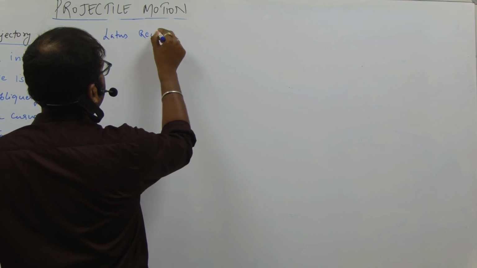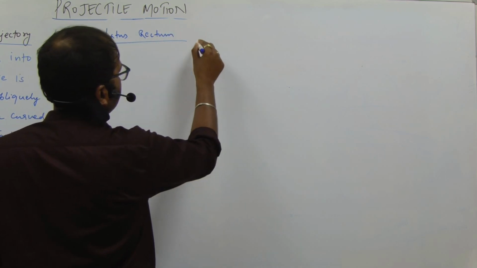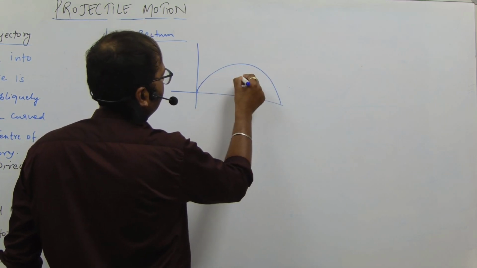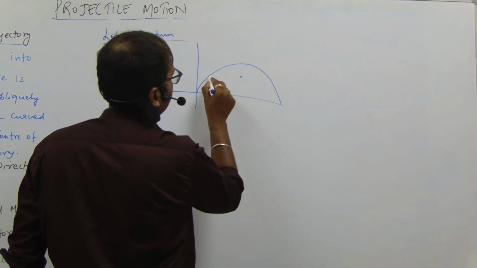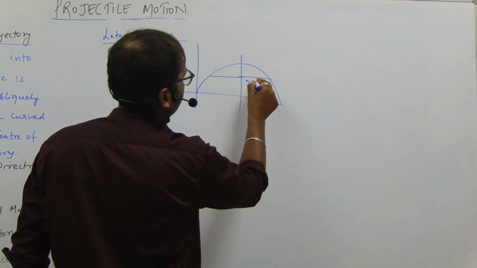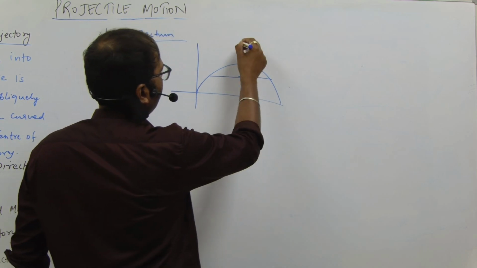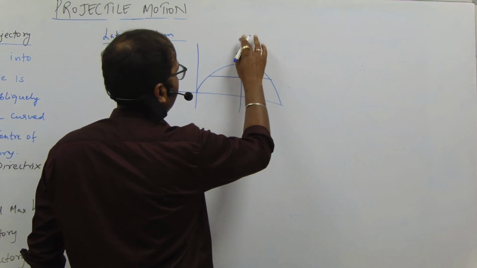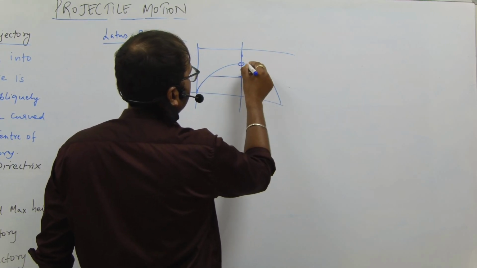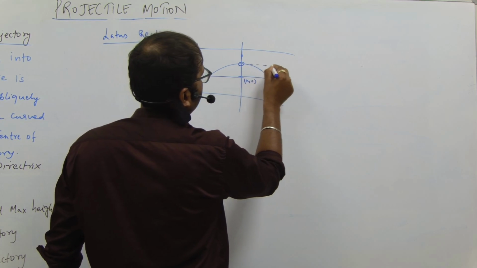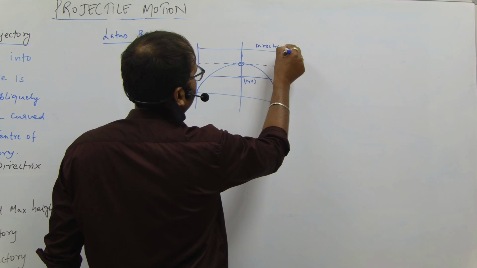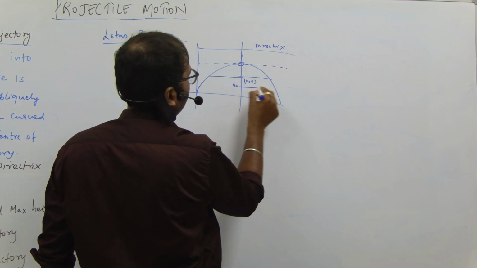Latus rectum. Okay, so what is in the projectile? The latus rectum is passing through the focus. So this is our focus, and this is our latus rectum. Okay, so (a, 0) is our focus, and the directrix is at a distance of a from the vertex. So this is our vertex, and this is our directrix. Okay, so this whole distance is 4a.